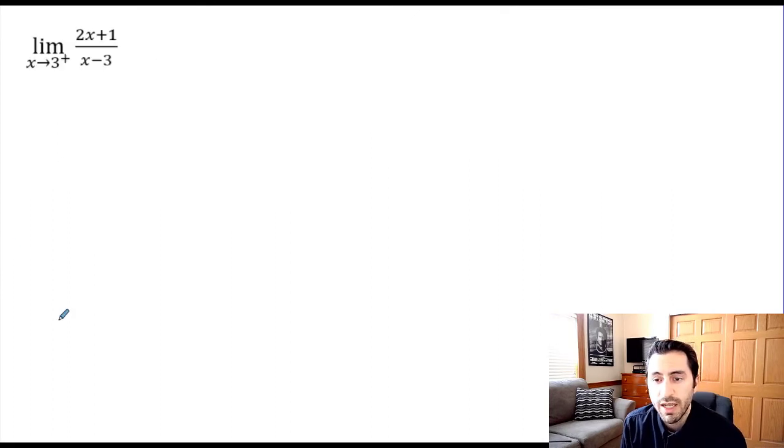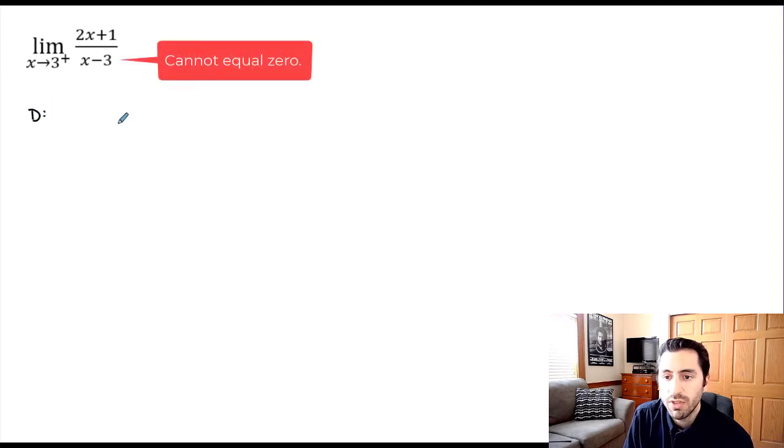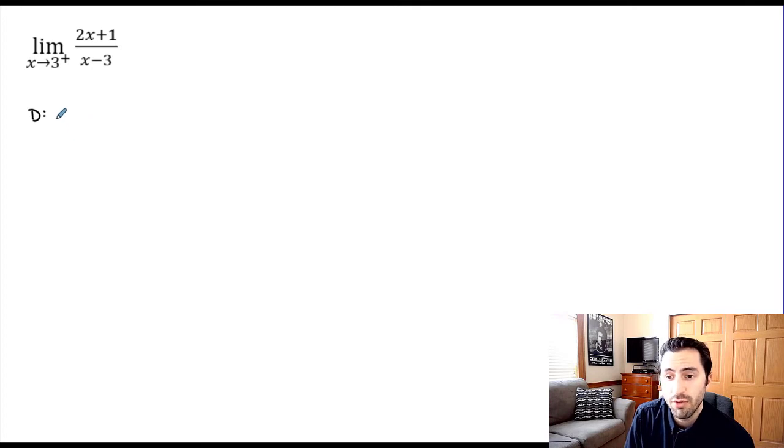So I have the limit as x approaches 3 from the right of this function, 2x plus 1 divided by x minus 3. So the first thing, the domain of this function. If I take a look, the one restriction I have is I don't want to divide by 0. The only value that would make that denominator 0 would be the value 3. So my domain is all real numbers except 3. If I write this in interval notation, I can say negative infinity all the way up to 3, and then union, picking up on the other side, 3 to infinity.